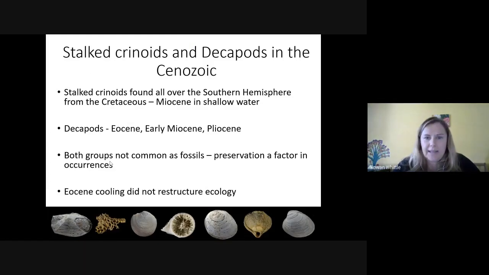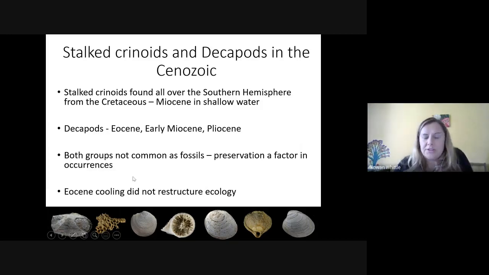So just to look at these key predator and prey relations, as we said, the stalked crinoids are found all over the Southern Hemisphere from the Cretaceous to the Miocene in shallow water, not just in the late Eocene when it starts to cool. And that there are decapods in the fossil record in the Eocene, the early Miocene and the Pliocene, so quite recent fossil records.